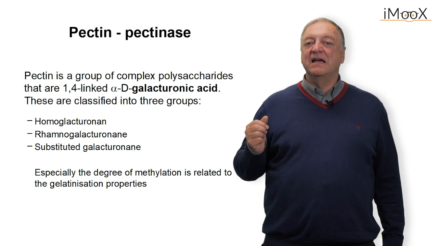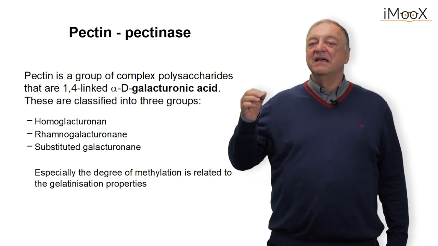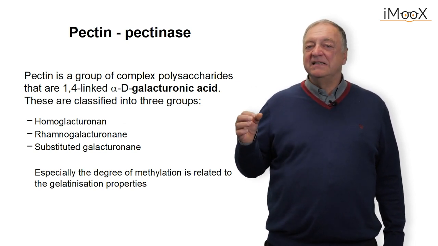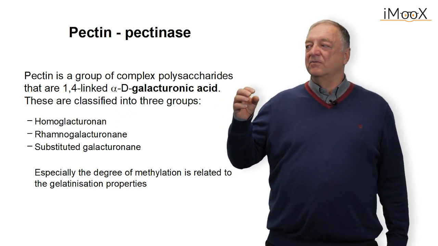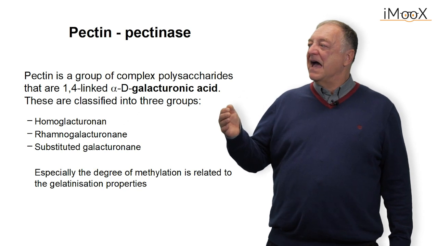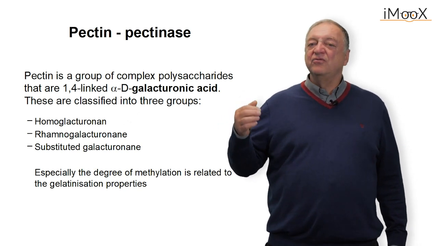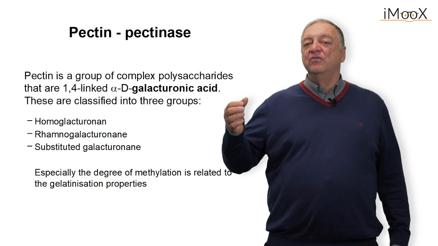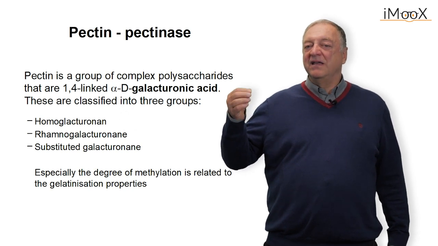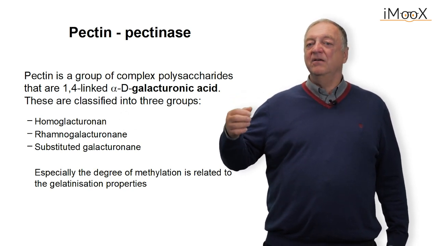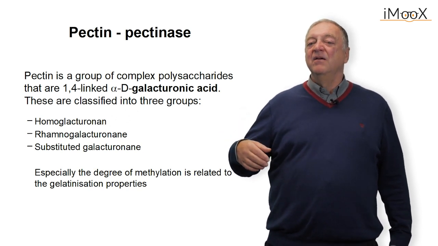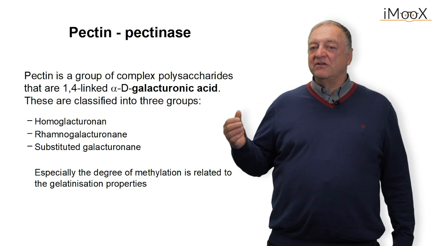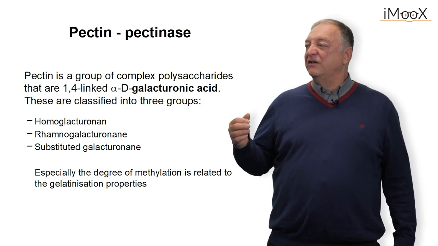The next important enzymes are the pectinases, which hydrolyze pectin. Pectin is present in fruits, and it limits the extraction of fruit juice during pressing. When we remove the pectin or reduce its polymerization, we decrease the viscosity and the filtration process becomes more efficient.